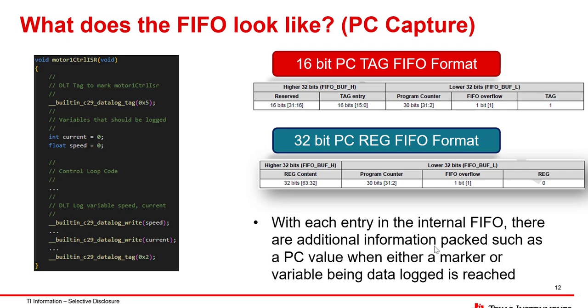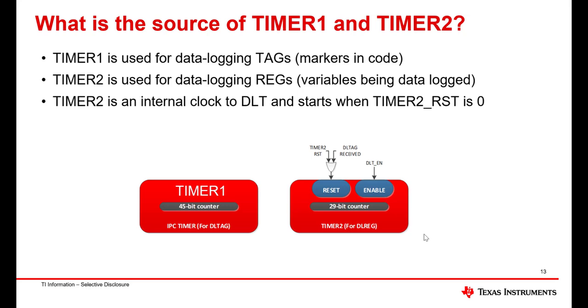Now, what is the source of timer 1 and timer 2? Timer 1 is used for data logging tags, the markers in the code, and are always absolute time since it uses the IPC timer as the source. Timer 2 is used for regs, or the variables being data logged.